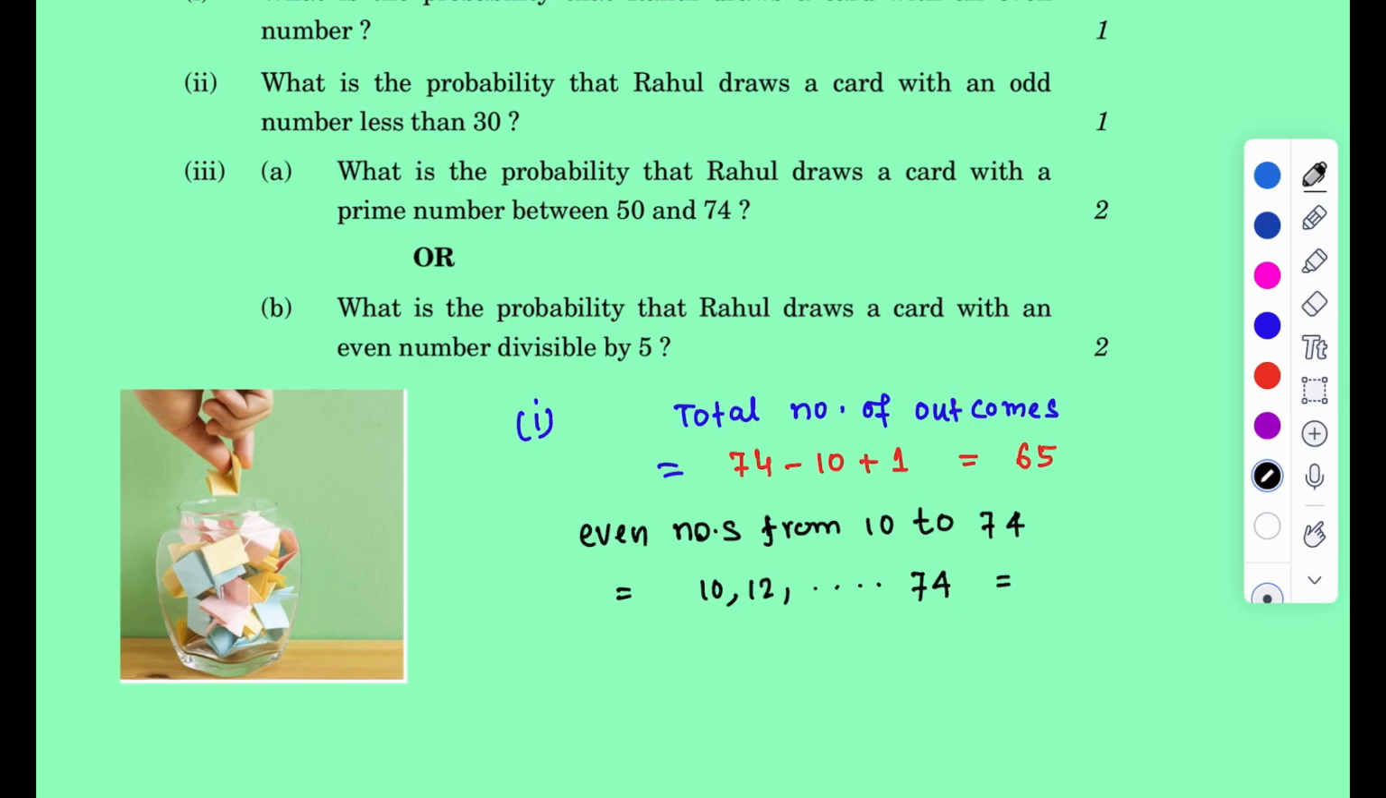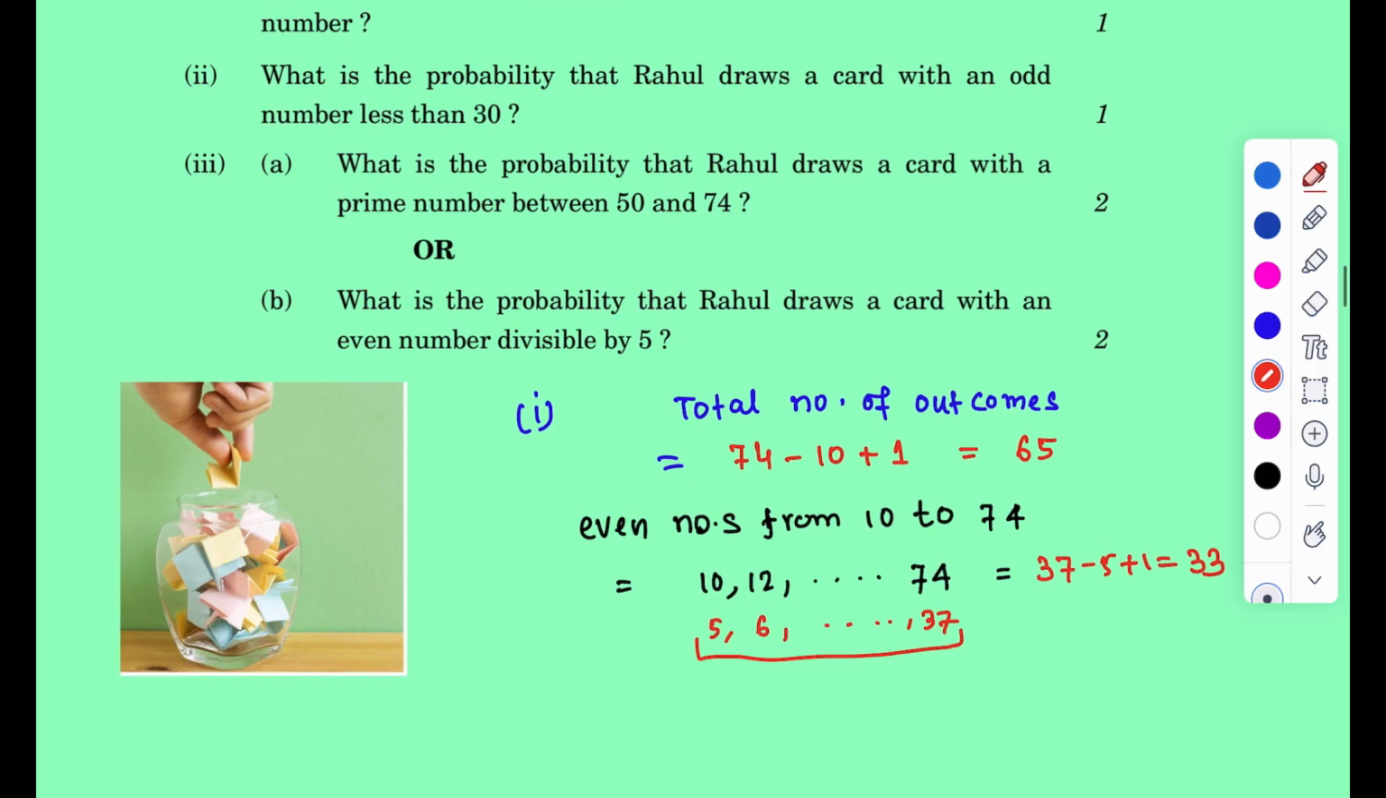And there, how many even numbers will be there? If you divide by 2, you see it is 5, it is 6, in this way it is 37. This many even numbers. It will equal 37 minus 5 plus 1. That is equal to how much? Now 37 minus 5 is 32. The numbers are from 5 to 37. This many even numbers will be present, plus 1, that is equal to 33 even numbers.